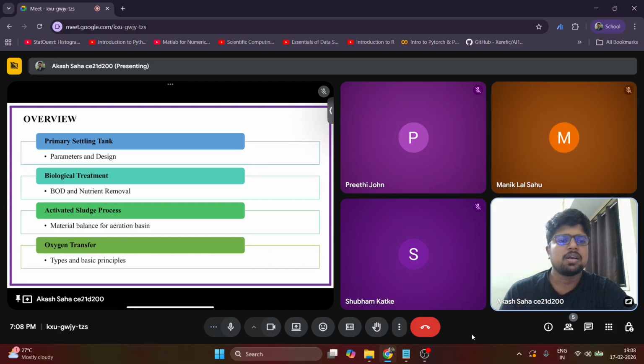And then we learned in depth about the activated sludge process, which we generally use to remove the organics, the dissolved organics from our system. And we saw how to do the material balance in the aeration basin, and the different aspects of oxygen transfer, the various types and the basic principles related to that. So we'll be solving the questions related to these concepts only for today, and then if time permits we will solve some subjective problems also.